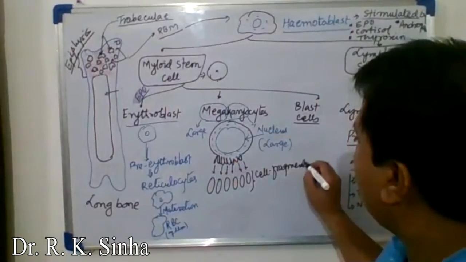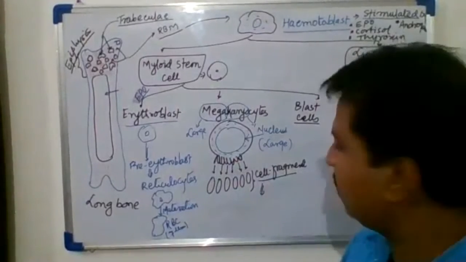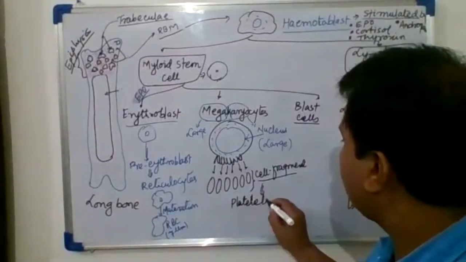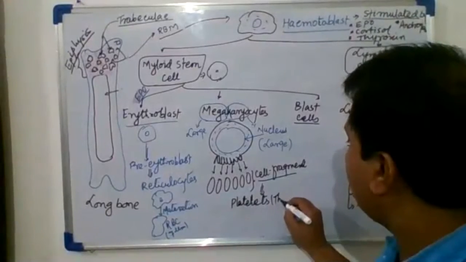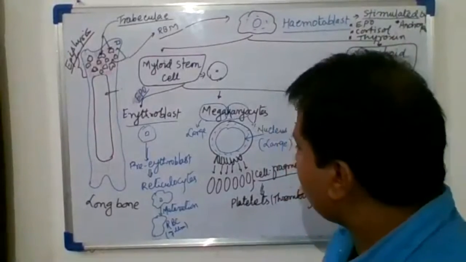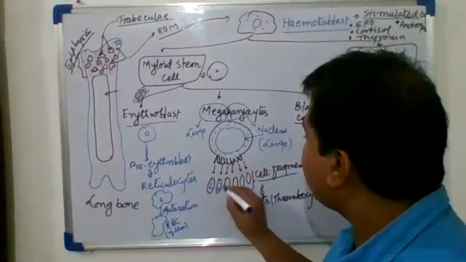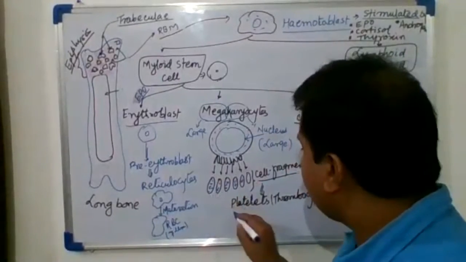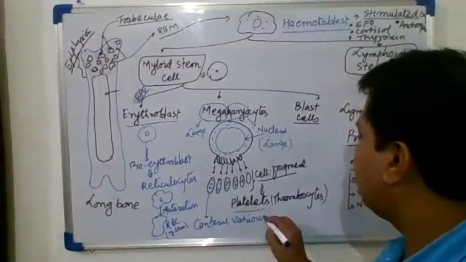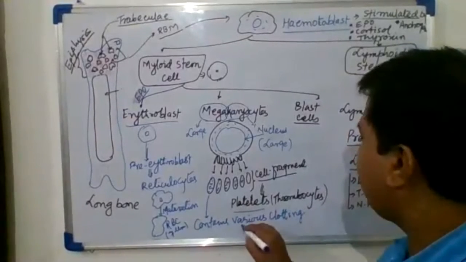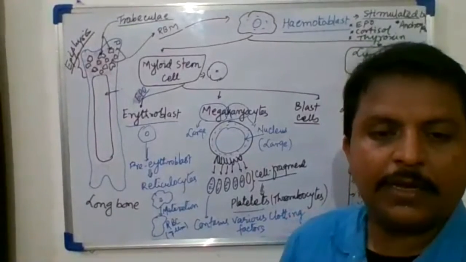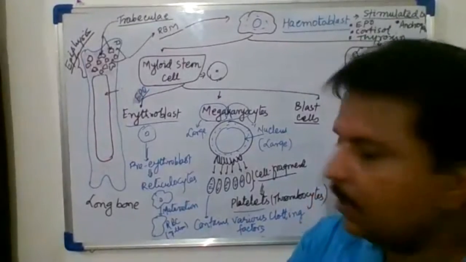So these are cell fragments, and cell fragments are termed platelets, or thrombocytes. Interestingly, these thrombocytes contain various types of clotting factors, clotting factors that help in coagulation of blood. They support clotting of blood. So this is very important.